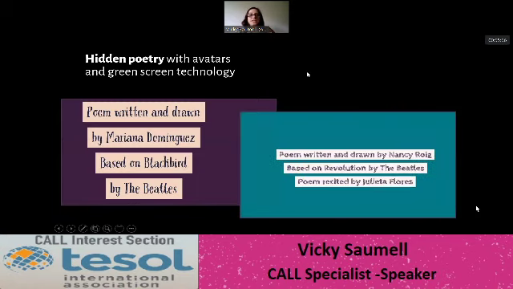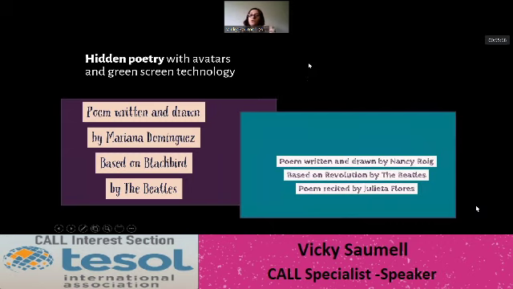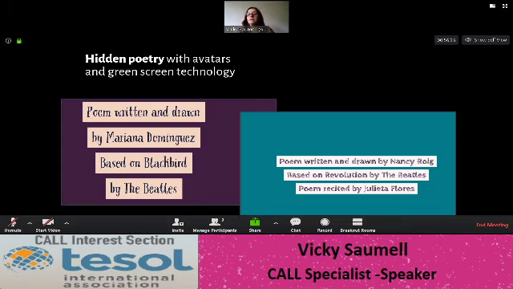So essentially, the difference is if you are working with students and you have authorization to film them, you can use the green screen technology. If you're working with students who are younger and it's difficult to get authorization to film them, then you can create the speaking avatars. And so the only thing you have is their voice, but you don't have their image. And that makes it easier to share online, okay? We need to be very aware of these issues when we want to share our students' work online.